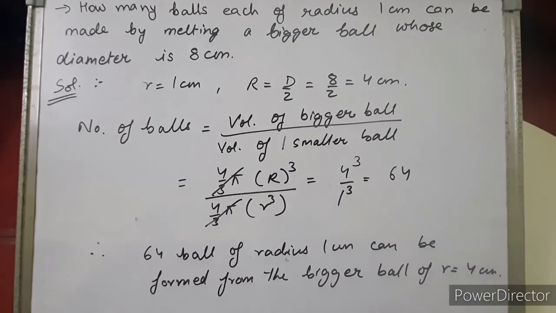So we can say that 64 balls of radius 1 centimeter can be formed from the bigger ball of radius 4 centimeter. That means if we melt the bigger ball, we can form 64 balls of radius 1 centimeter. Alright children, please note down the solution.